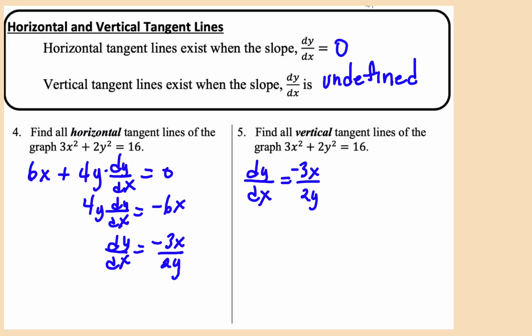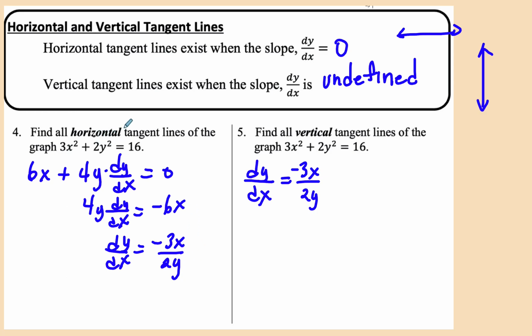Okay, horizontal and vertical lines. We should be able to find these. Now remember, a horizontal line is when the derivative is 0. That's going to be a horizontal line. And vertical lines are when the slope is up and down, which is undefined. I went ahead and used implicit differentiation, and I ended up getting my derivative right here.